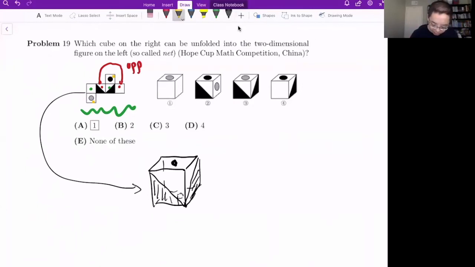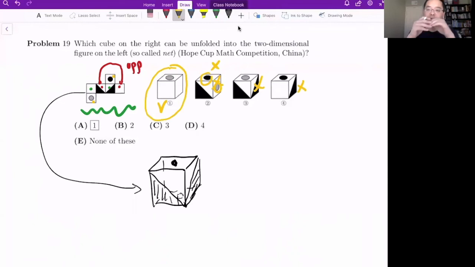on the right-hand side. This one is fine. This one is okay, because if you flip that, that's what you have. This one is not okay, because these two should be opposite, but here they're not opposite. And this is also not okay. So the one that matches is this one.